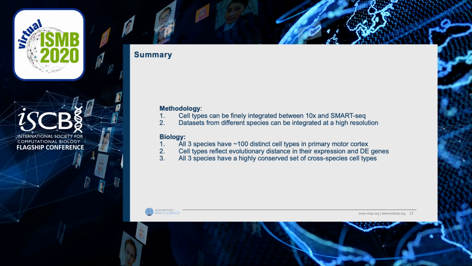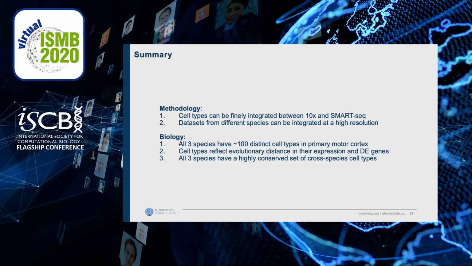Okay, so in summary, the methodology summaries are that cell types can be finely integrated between 10x and SmartSeq, and that the expression of these DE genes tends to be conserved between modalities for these integrated clusters. Number 2 is that data sets from different species can be integrated at a high resolution.